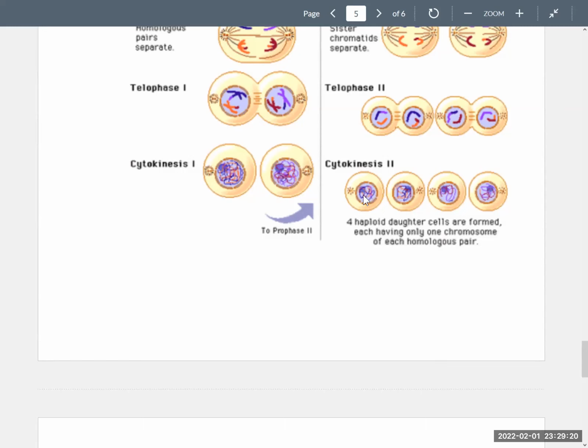Every spermatozoan is 1N or haploid, and every one of them is different from every other one. The odds of them having the same chromosomal makeup are unbelievably high. Not going to happen. They're not going to have the same genetic makeup.